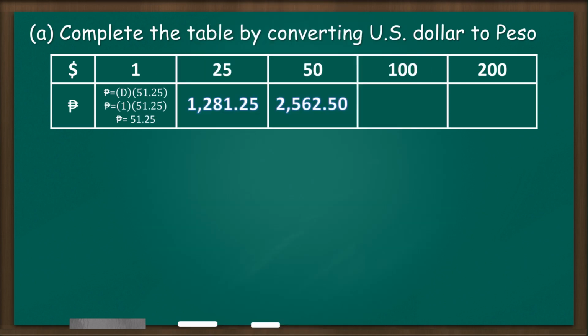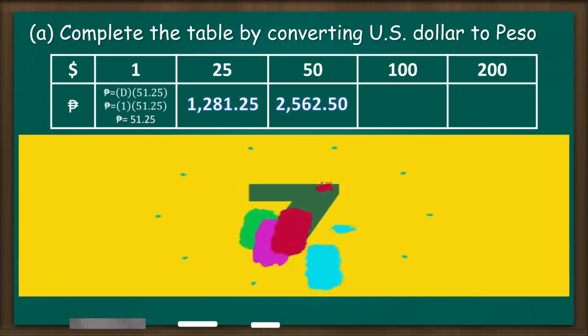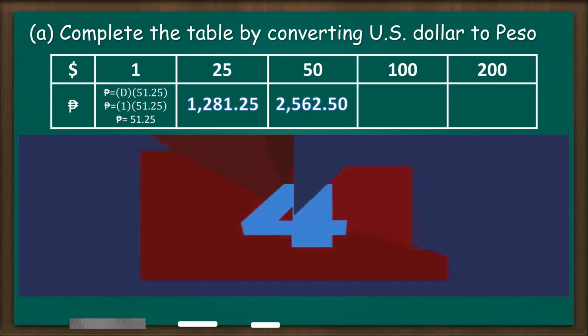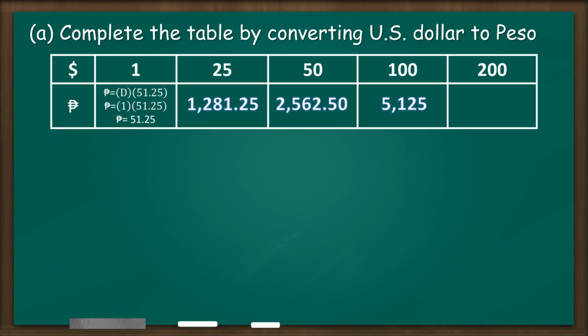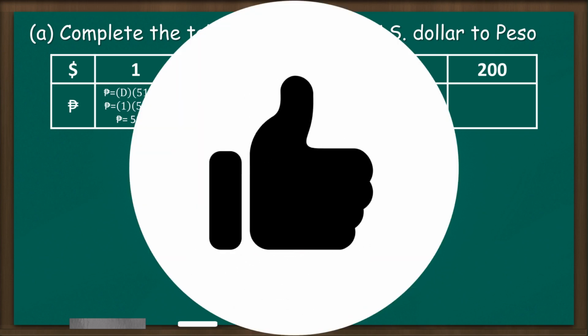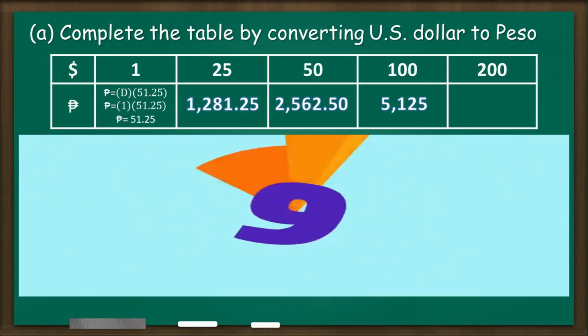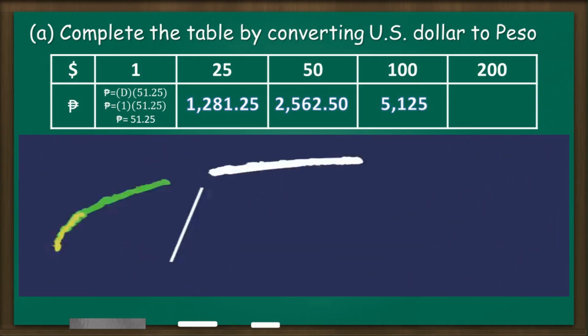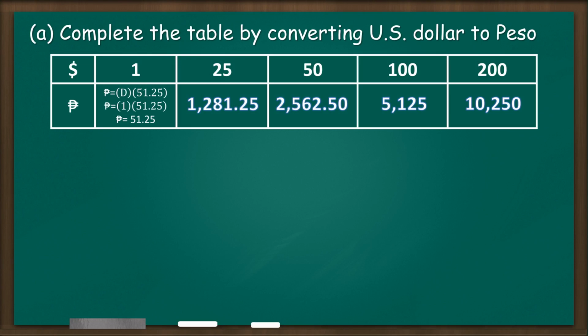Convert $100 to Philippine peso. 10 seconds starts now. If your answer is 5,125 pesos, you are correct. Convert $200 to Philippine peso. 10 seconds starts now. If your answer is 10,250 pesos, you are correct.